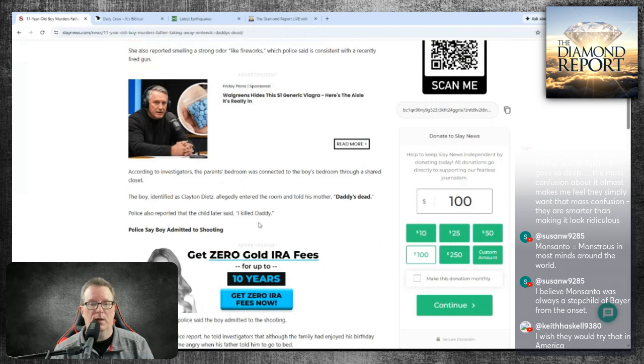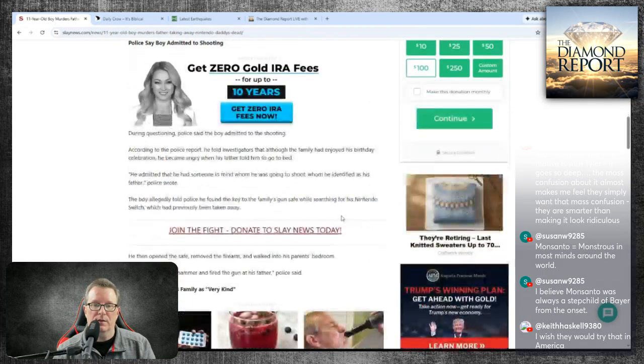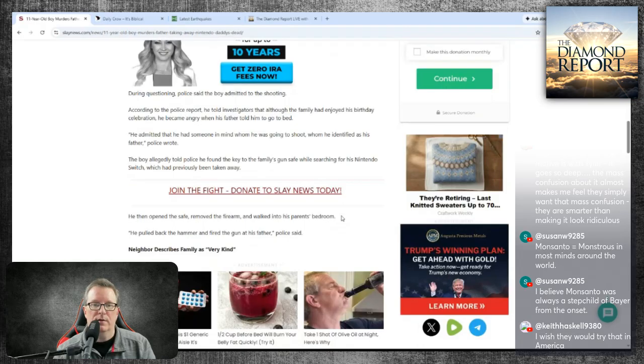No kidding. According to investigators, the parents' bedroom was connected to the boy's bedroom through a shared closet. The boy, identified as Clayton, allegedly entered the room and told his mother, "Daddy's dead." Police also reported that the child later said, "I killed Daddy." This is so sad. During questioning, police said that the boy admitted to the shooting.